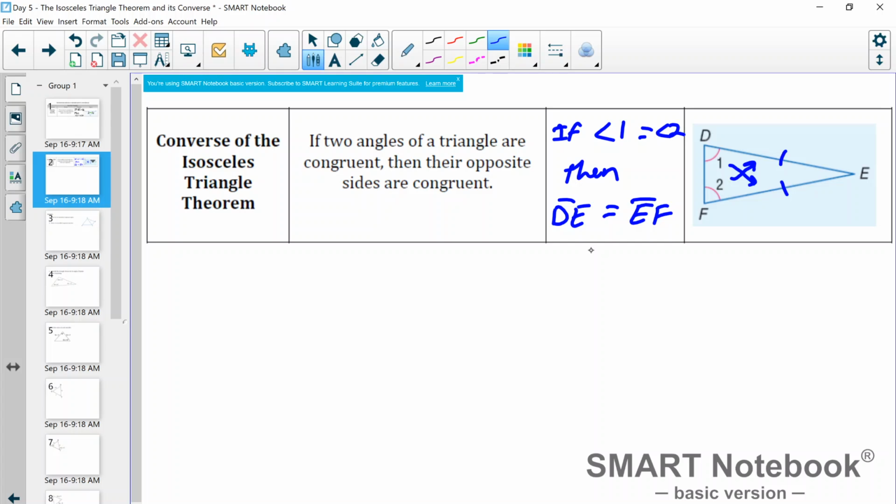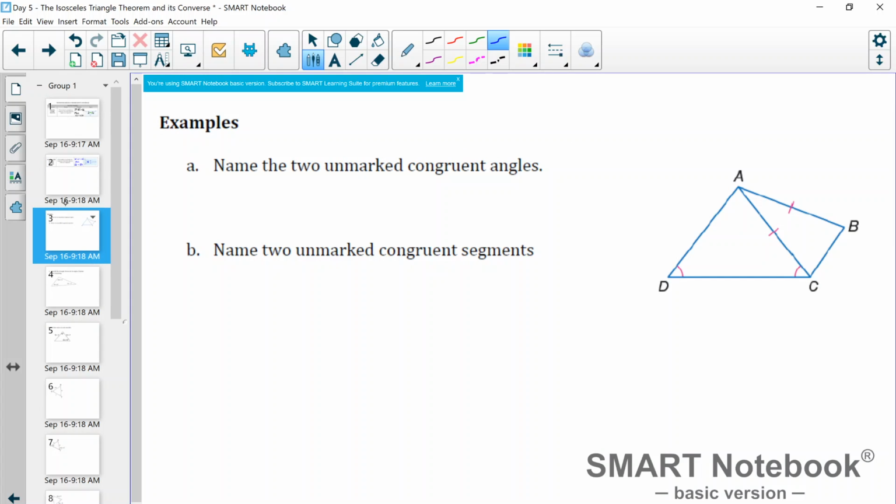We can use that to our advantage to set up and solve equations algebraically. We can find missing side lengths. We can find missing angles. So let's see what that looks like. First off, we have to name the two unmarked congruent sides. So here we see that this angle and this angle are the same, ACD and ADC are the same. So we can say the sides across are the same. So AC equals AD.